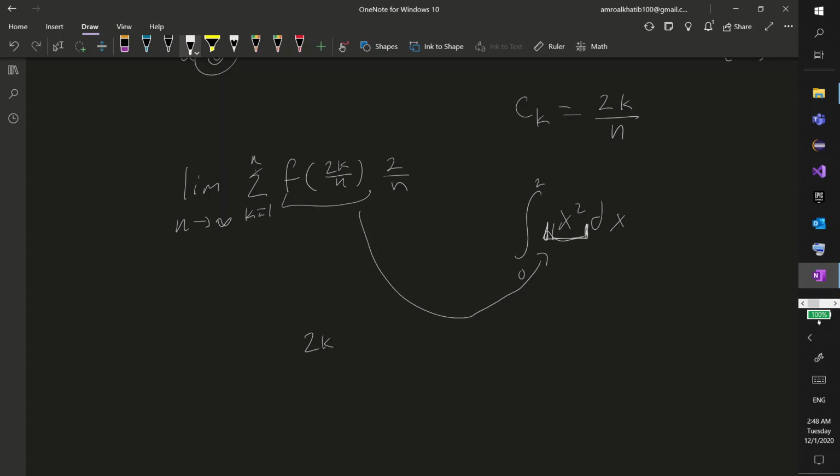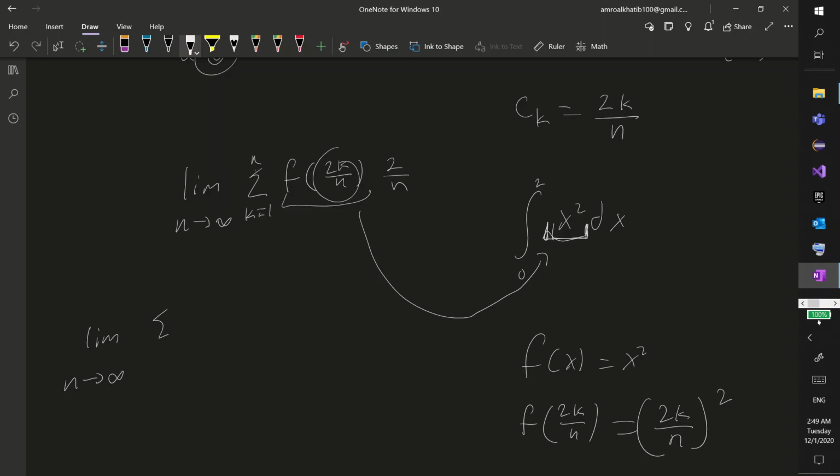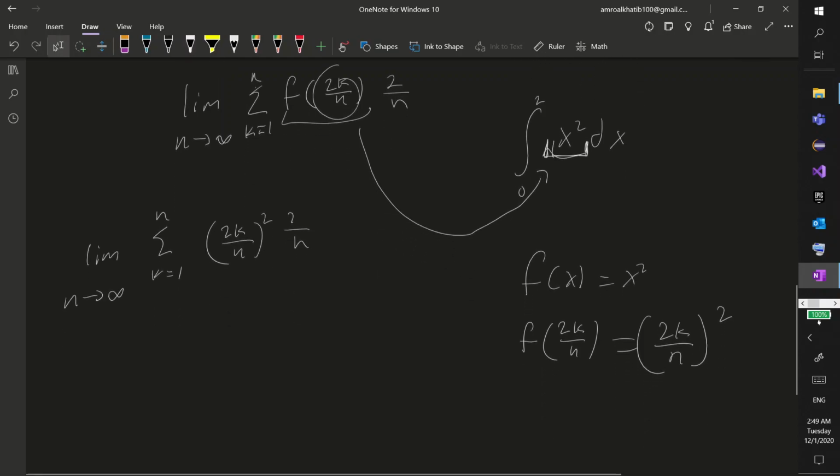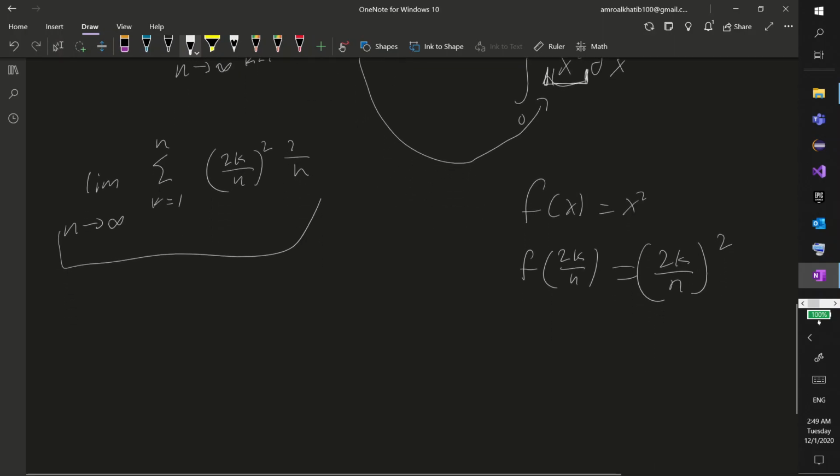So you're basically applying this over here. So your f of x is x squared. So your f of 2k over n is going to be 2k over n all squared. So let's input that over there. So your formula changes into this: 2k over n all squared multiplied by 2 over n. And you know what's funny? This is solvable. So let's put this over there. What do we get? So we're going to get 2 over n cubed multiplied by k squared. Here I'm just simplifying, by the way.